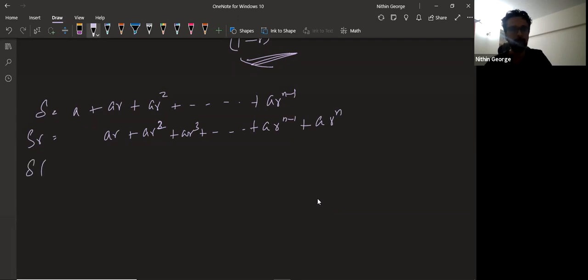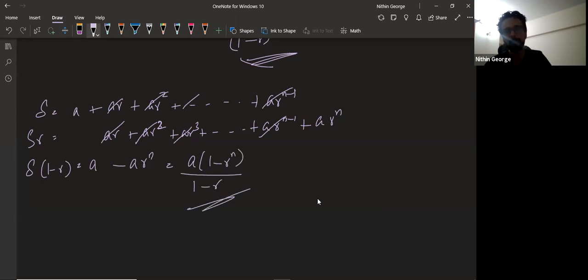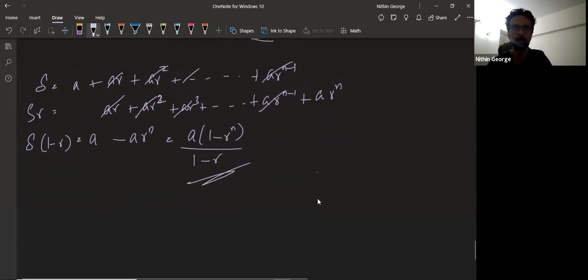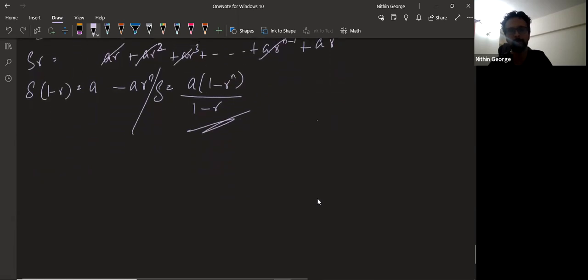Now, if I do S into 1 minus R, like I subtract both these equations, what will happen? A will be there. This term will cancel. This term will cancel. Like this, these terms will cancel. And this will remain. So this will become A into 1 minus R power n divided by 1 minus R. This is how we find the sum of a GP also. This is also another method. So S will be equal to A into 1 minus R power n divided by 1 minus R.